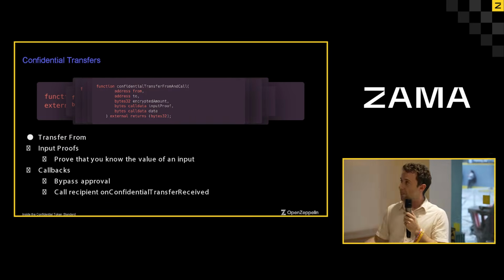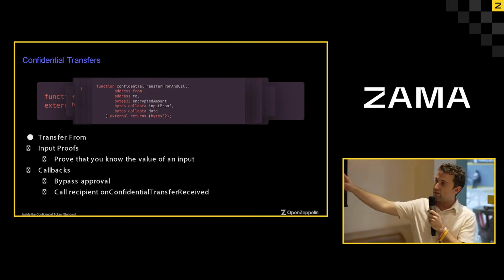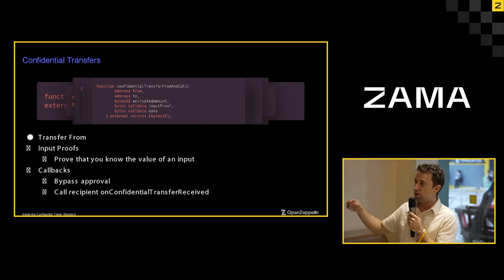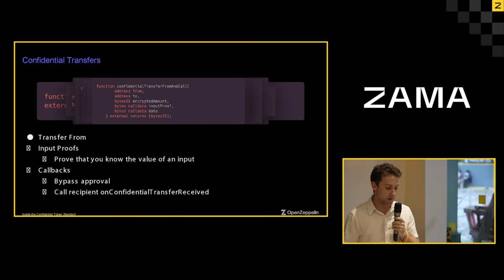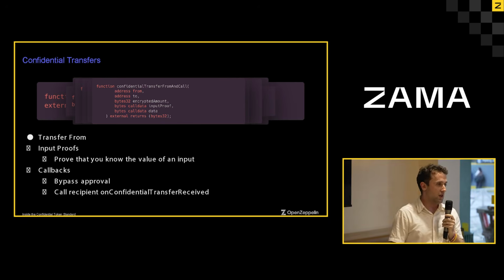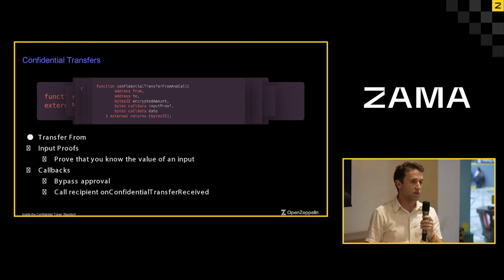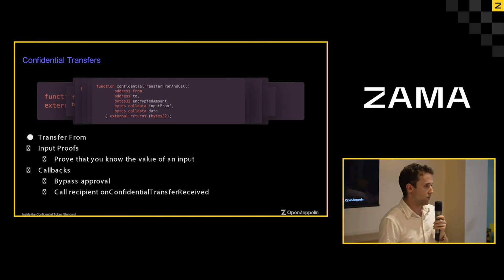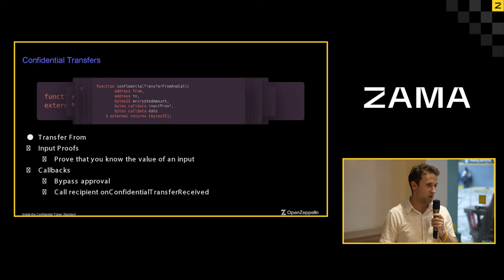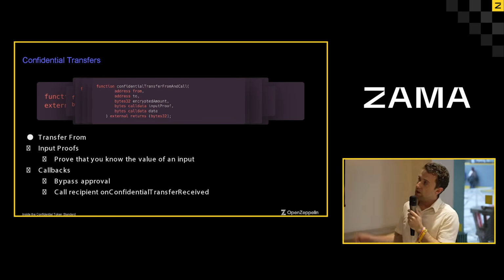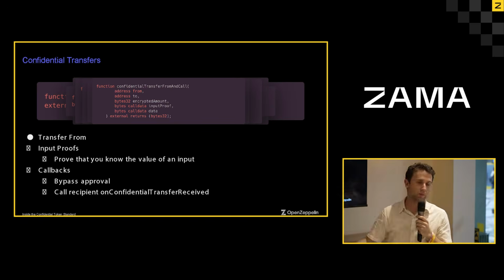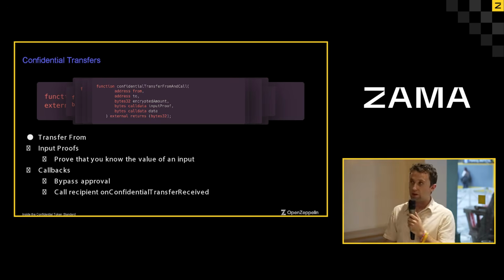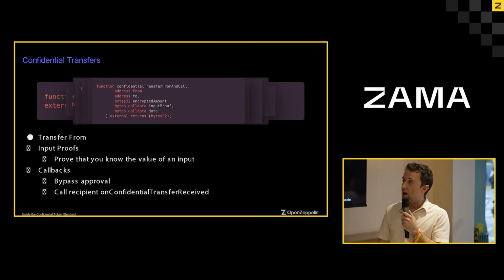It's a good question. So we have all the different permutations of whether or not you're transferring from. And so, right, transfer from is utilizing that operator. You can transfer on behalf of someone else. So say you're a lending platform and the user approves you to transfer their tokens for them. You can call transfer from your user to your contract and get their tokens.